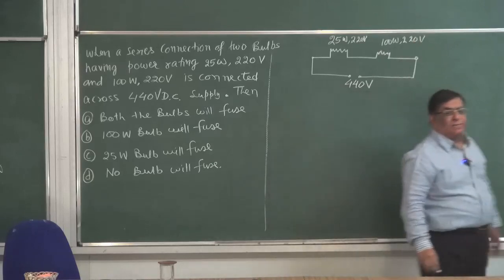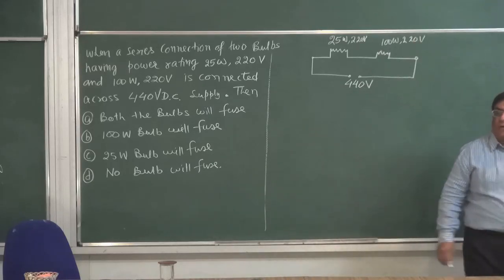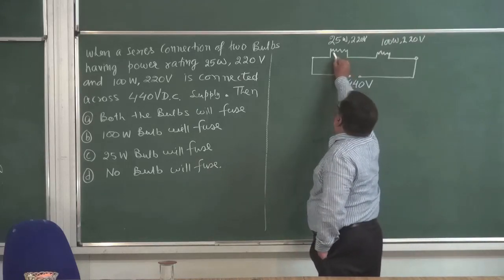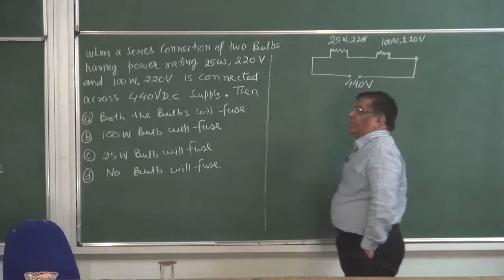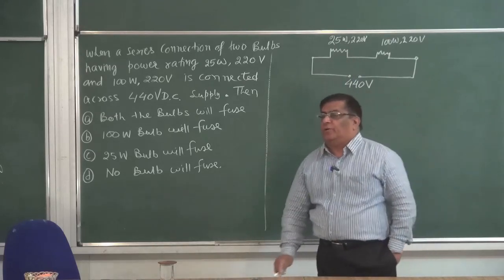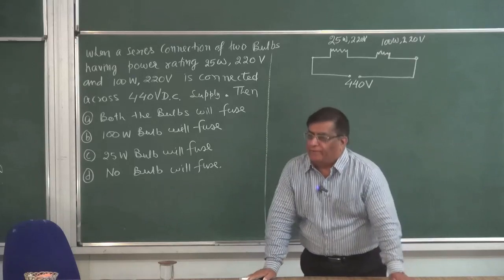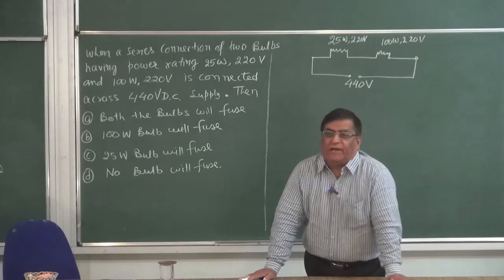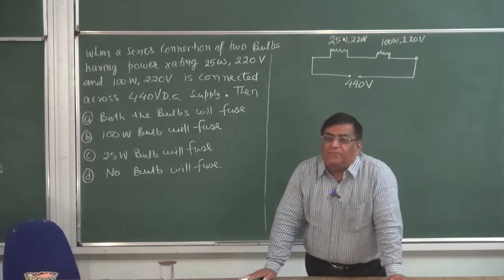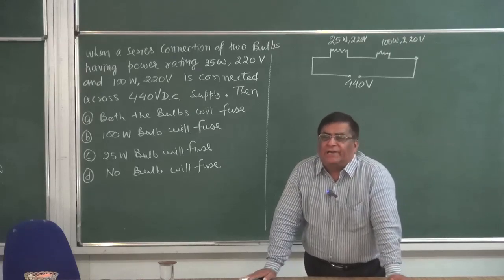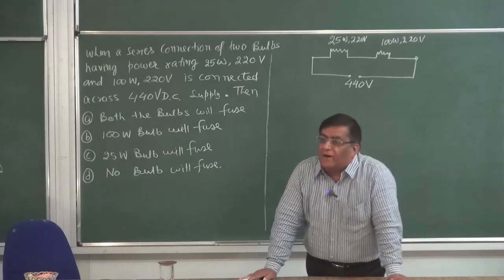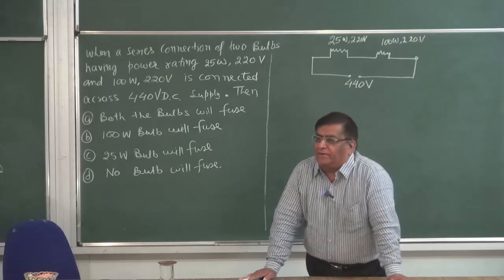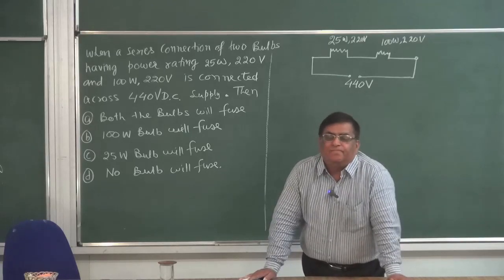Okay, now what do you understand by rating? Rating of a bulb means if we give 220 volt here, it will give us a power of 25 watt. But if we don't give it 220 volt, it will not give 25 watt. If we give less or more, what will happen? The answer is, if we give it less voltage, the current will be less, and therefore the power, which is I square R or V square upon R, will also be less.